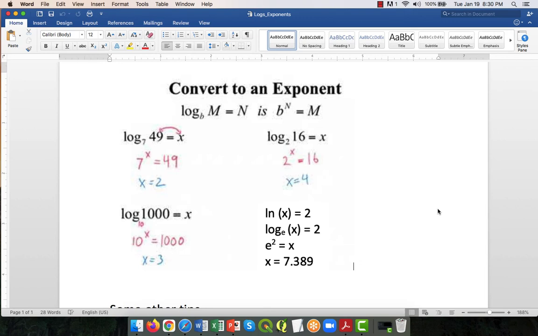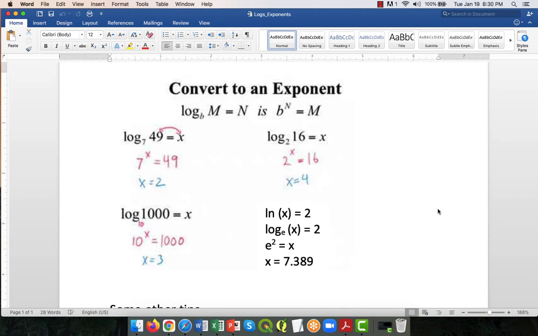Hello everyone. I thought I would give you some tips on logs and exponents. I know that I've had a few students ask about these, so let me give you my quick guide on how to handle these. The first thing we have to think about is a logarithm and an exponent.